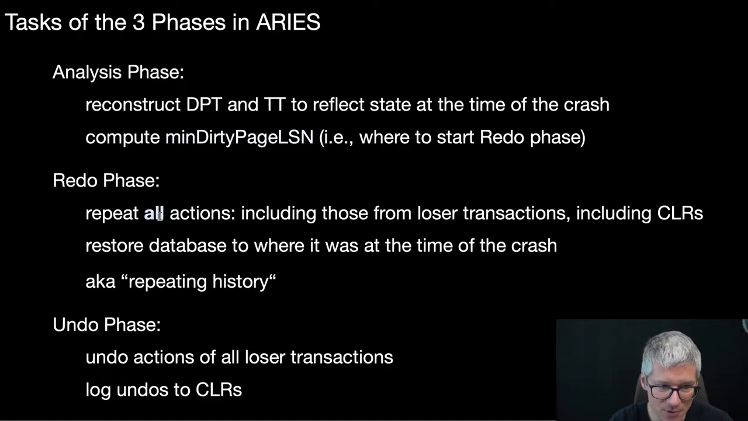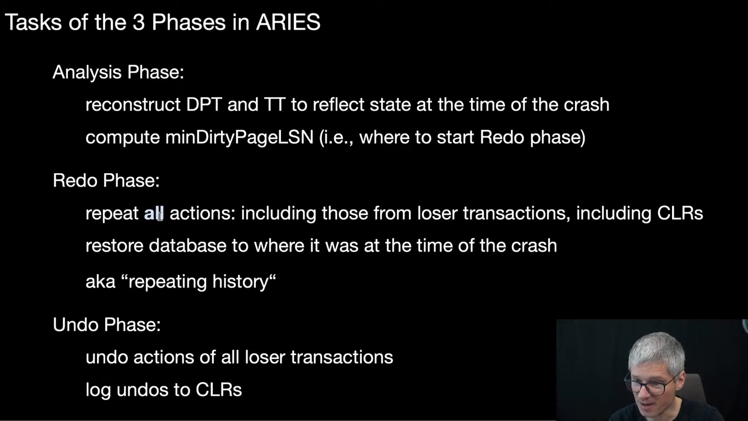And the "all" part is important, because you might think, why do I actually repeat the actions from loser transactions? That's not the idea. The idea of the algorithm is really to apply each and every action at this point in time. I don't care about who is the loser or winner at that point in time. That gives me certain degrees of freedom in tweaking the algorithm. For the moment, the idea is really I want to get back to the state I was in when the crash happened. So I basically reconstruct the precise moment in time before the crash happened.